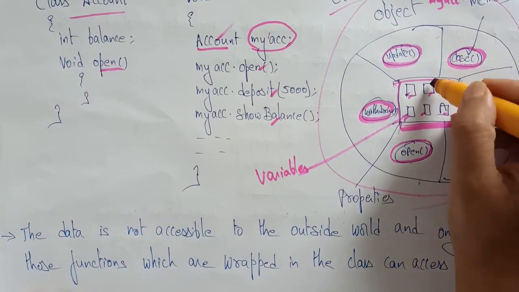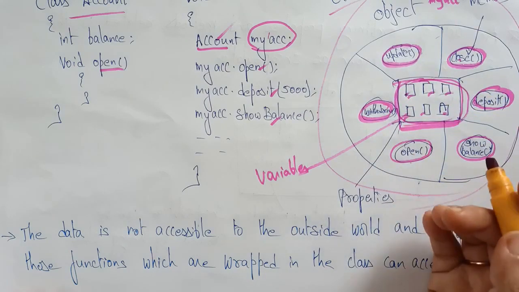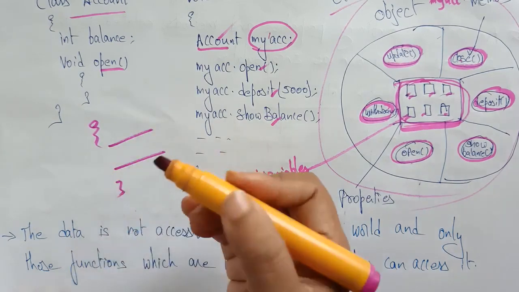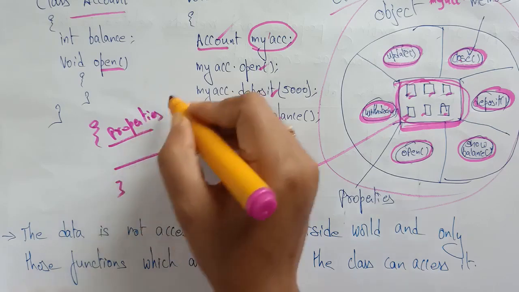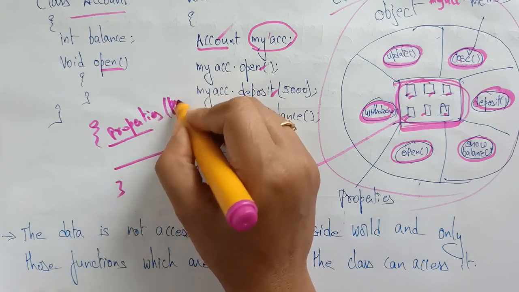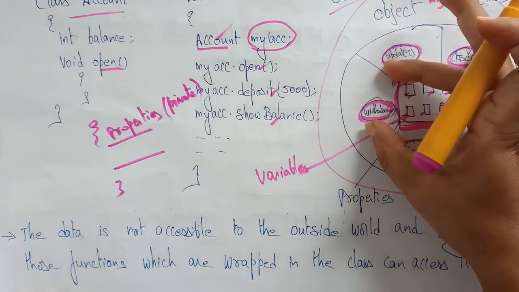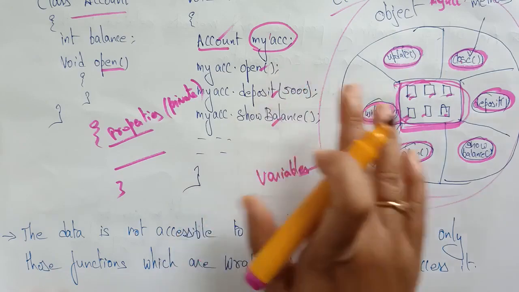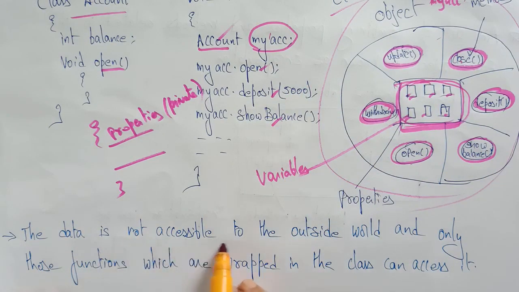Remember that in encapsulation, we are combining the properties and the variables, here the properties and the methods. Here I am making the properties private. Whenever I make them private, these properties can be accessed only by these functions. Outside the function, outside the class, these properties cannot be accessed. That is, the data is not accessible.